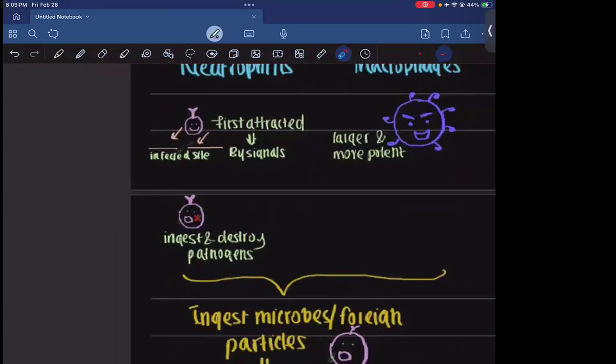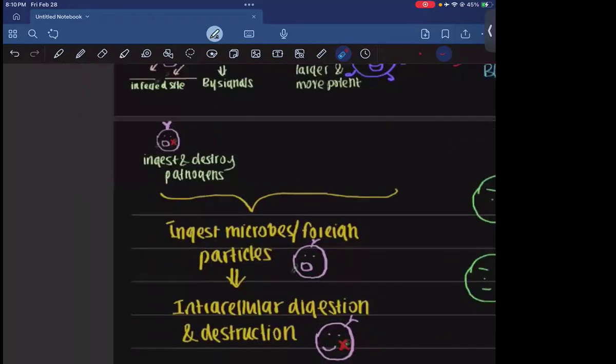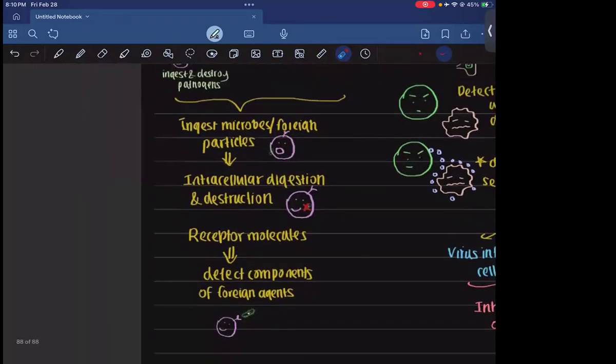So what will these neutrophils do? They are the ones who are going to get attracted first to the infected site by signals from the affected tissue. Then what will these neutrophils do? When they see the bacteria, they are going to ingest them, eat them, take them inside their body, and destroy these pathogens inside them by digesting them. So this is phagocytosis. Let's look at the flow.